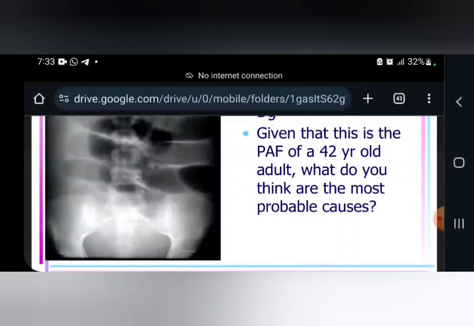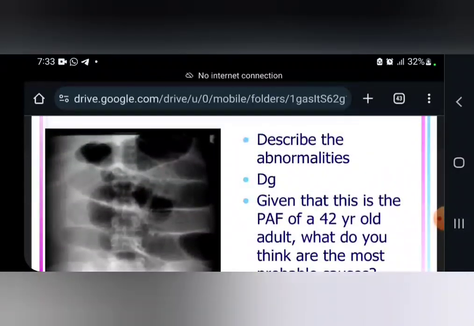Now the next question is, given that this is a plain abdominal X-ray of a 42-year-old adult, what do you think is the most probable cause? Now the most probable cause of intestinal obstruction in our context, that is a low developing country, is an obstructed hernia. Don't just say hernia, but say obstructed hernia. I hope you know the difference, because we have four types of hernia, clinical hernias.